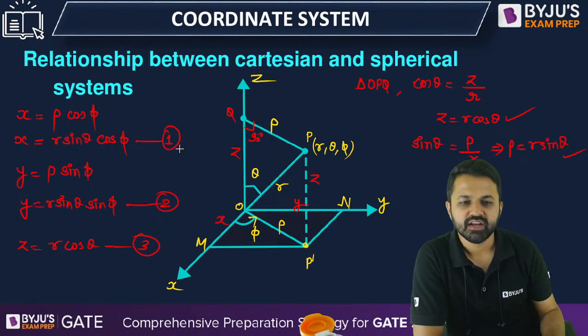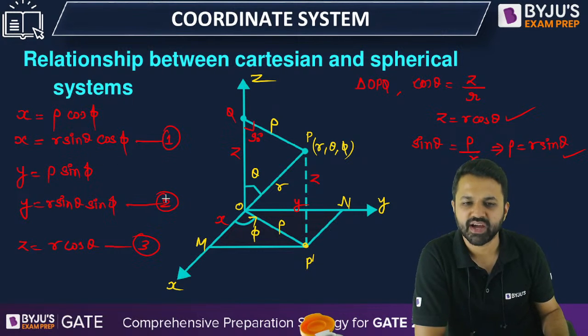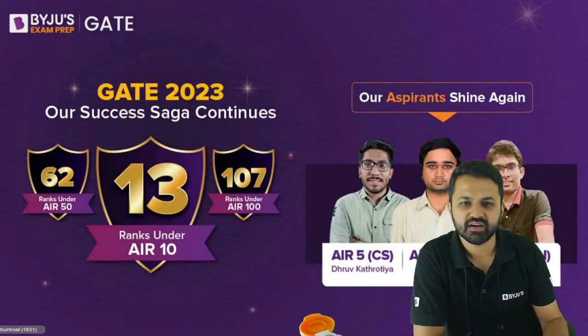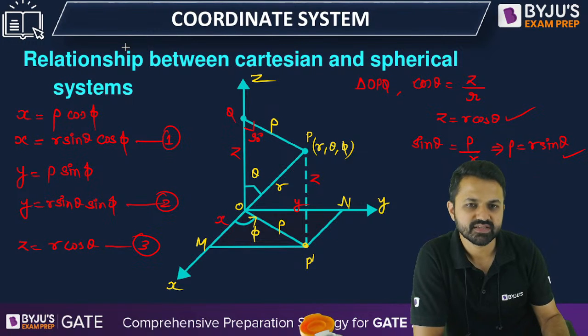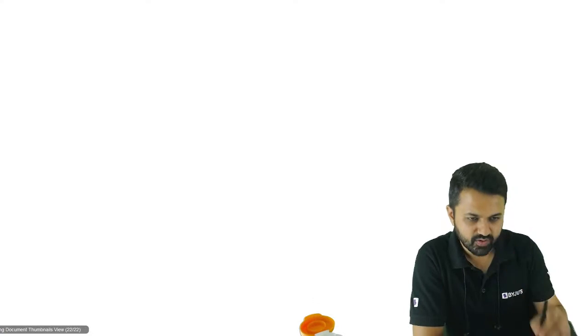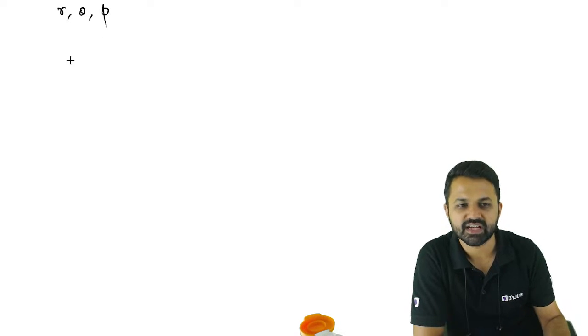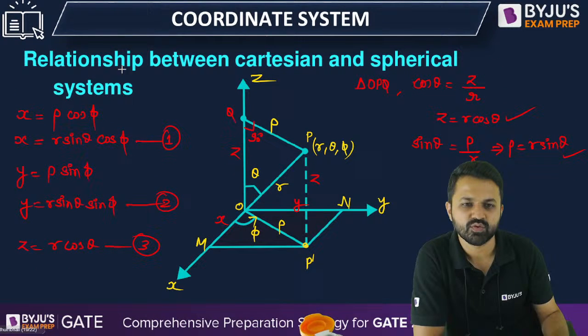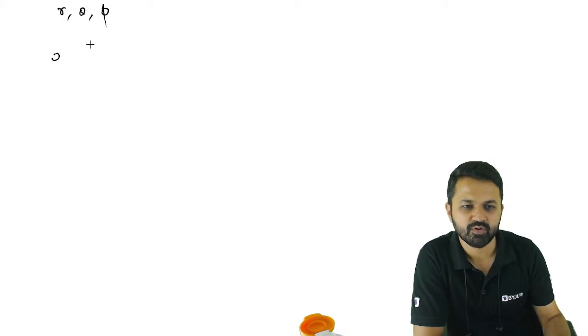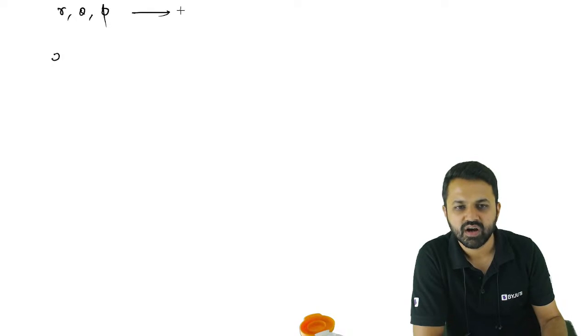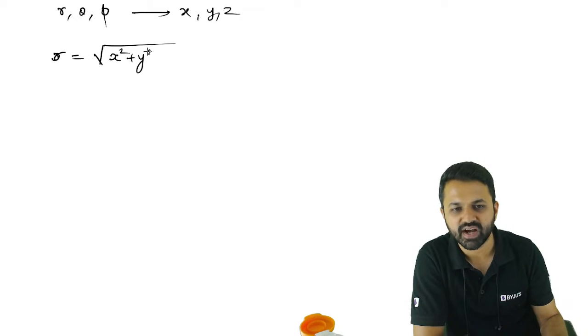Okay, now just do the reverse thing. Suppose I give you r, theta and phi and I ask you to calculate x, then you will calculate using equations 1, 2 and 3. And just the opposite, if I give you x, y and z, then how will you calculate r? So r will be root over x square plus y square plus z square.